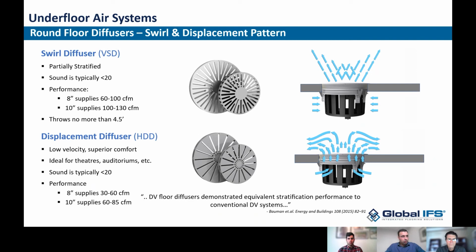Now, what you see on the screen are two different categories. One is your swirl diffuser. This is what's been around for 20, 25 years. These are your round floor diffusers that usually throw 3.5 to 4 feet, still staying below 4.5 feet. But what they do is provide partial mixing, so essentially some mixing in the occupied space and stratification above that. And then your displacement diffusers, these are the ones that pool the air completely on the floor and provide 100% stratification within the space.